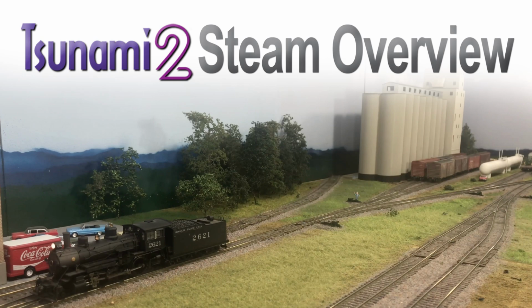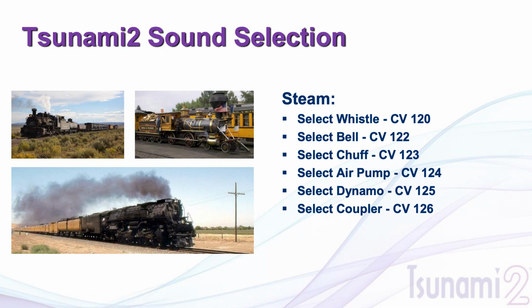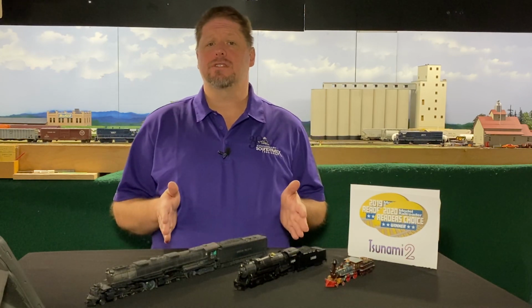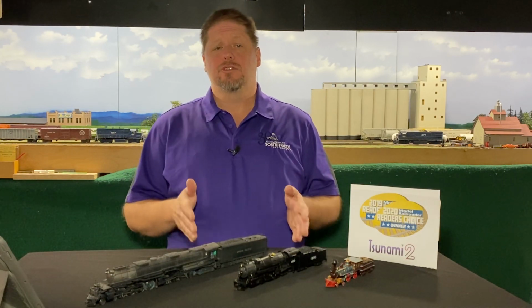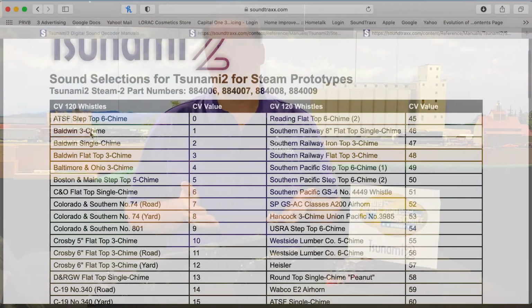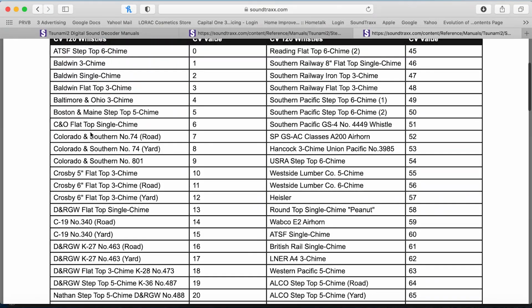First off, let's cover some of the features in the steam. We've talked over and over again about the steam sound selections and how all of the sounds of our steam are represented in our Tsunami2 steam decoder. In this, you have several CVs that allow you to select which sounds play, so your decoder can more closely represent the model that you're installing. For example, CV 120 determines which whistle plays.